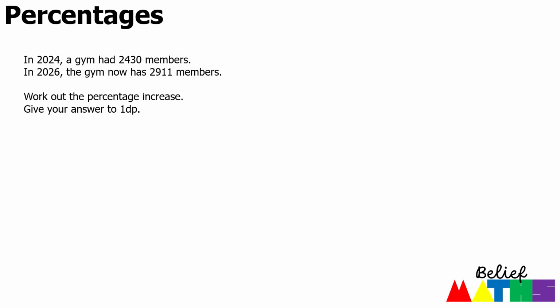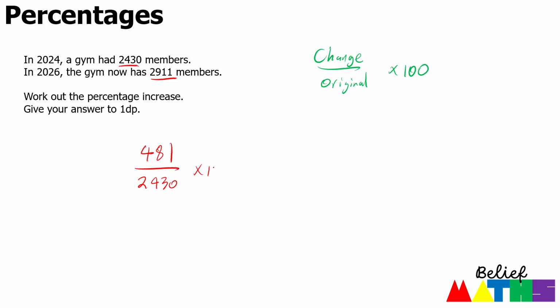And the final question on percentages is just on percentage change. So again, remember we do change over original times 100. So therefore in this case the change is the difference between 2,430 and 2,911, which is 481, over the original value of 2,430 times 100, which when you put in your calculator gives you 19.8% to 1 decimal place.